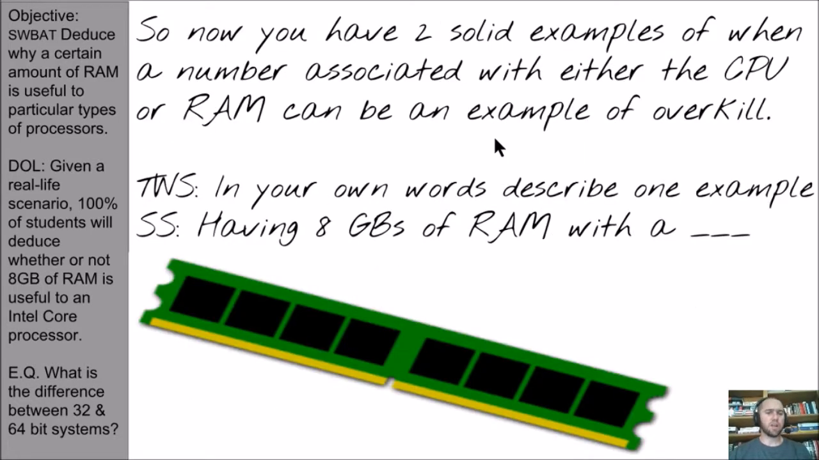So let's take a break here and reflect. I've given you 2 numbers and 2 cases in which we can find ourselves in a situation where one or the other is just overkill. In your own words, I want you to describe one of those examples to me. And if you need help here, here's a sentence starter. You can say something like, having 8 gigabytes of RAM with a, and then go ahead and tell me some numbers about a CPU and why or why not it would be bad or overkill.